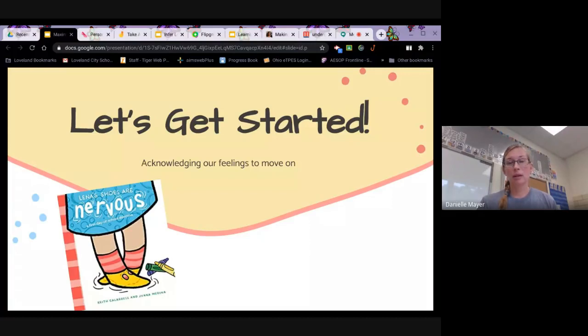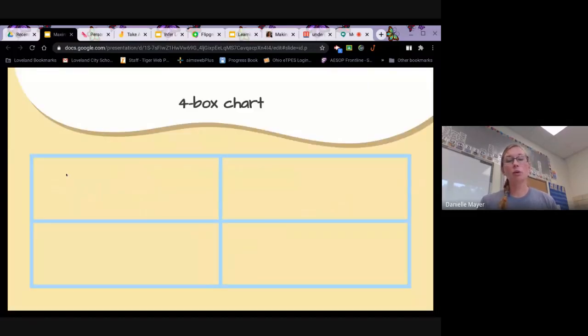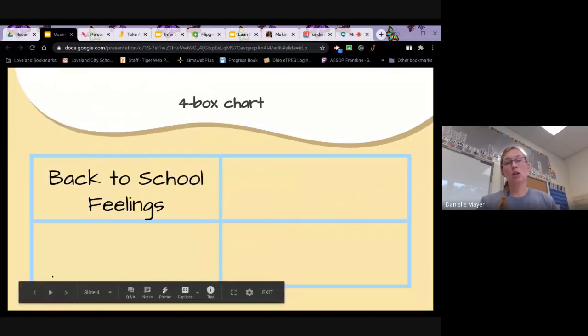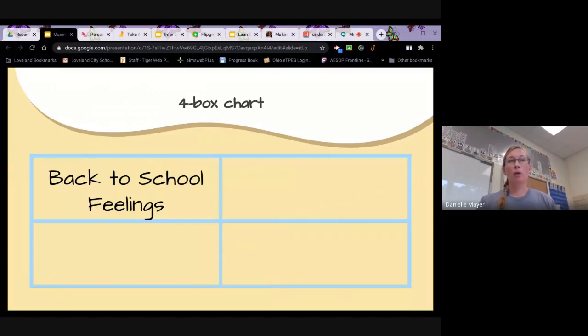We're going to start out with our paper and pencil, and we're going to need a 4-box chart. In our chart, we're going to first acknowledge in the first box our back to school feelings. So these are feelings that you're having regarding coming back, whether you are remote or whether you're blended, whether you have a different job assignment, a different location, whatever the case may be. What are those back to school feelings that you're having? You can always pause the video if you need more time to write.